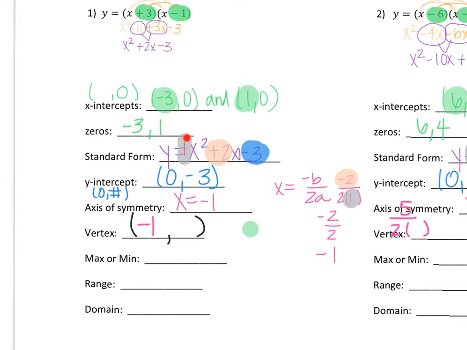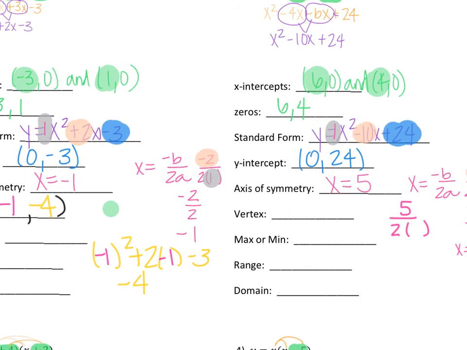factored form, or if you take your standard form, I'm going to use my standard form, which says x squared plus 2x minus 3. And instead of x, I'm going to replace that x with a -1. And I would encourage you just to put all of this in the calculator at one time and see what it gives you. And you should get an output of -4. So that is the other half of my vertex. That would be -4. So moving on to problem 2.